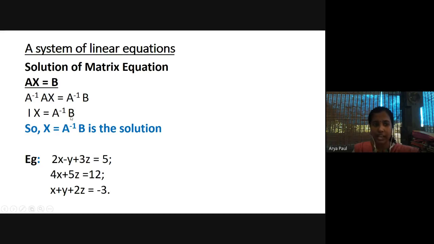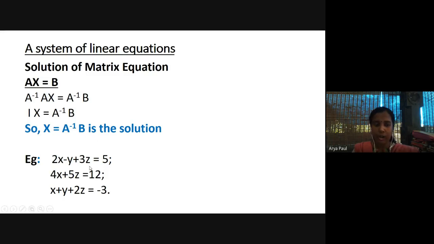I hope this is clear. So you pre-multiply with A inverse, and you get A inverse into A, that is I x, equal to A inverse into B. So what is the unknown here? The unknown is X, and X is equal to A inverse into B. That is the solution of this matrix equation Ax equal to B.